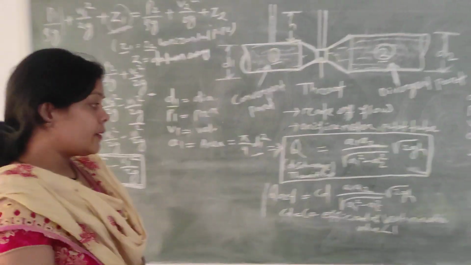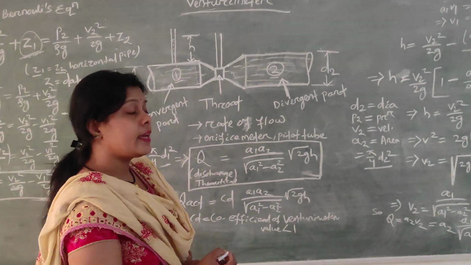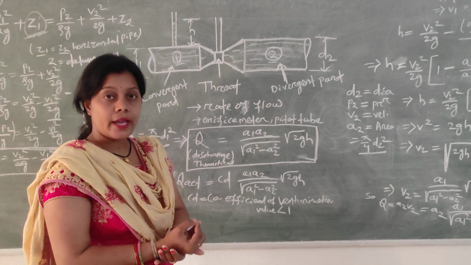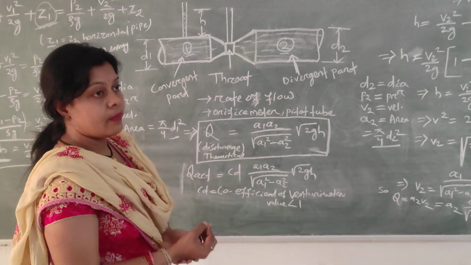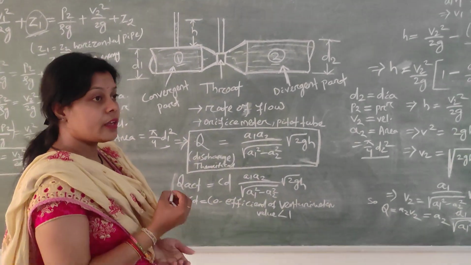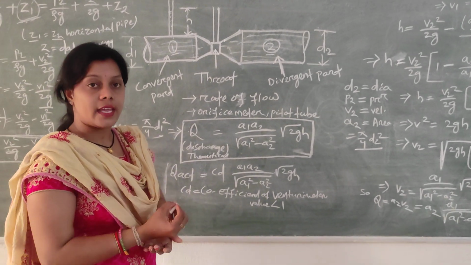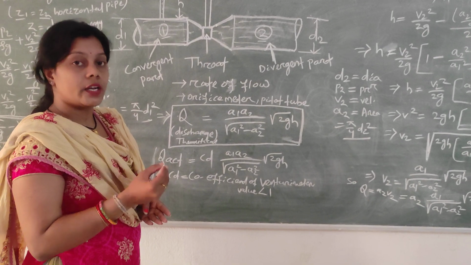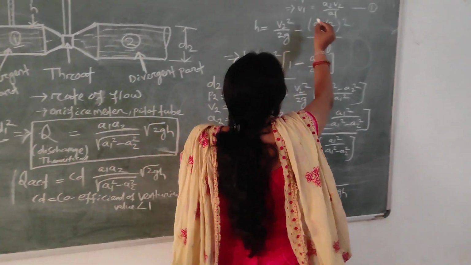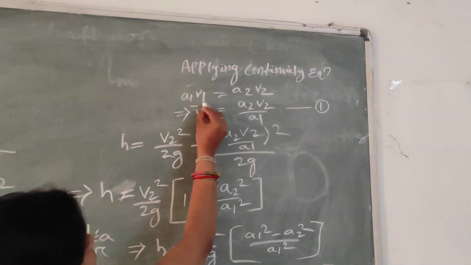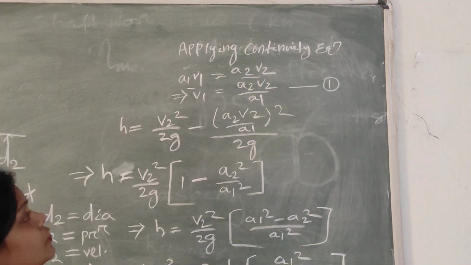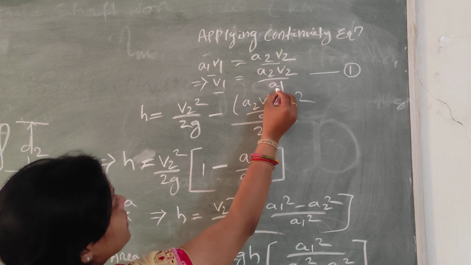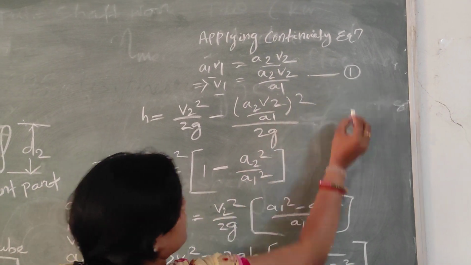Then what can we apply? After finding h, we can apply the continuity equation for finding the flow rate. The continuity equation relates the areas of both sections, that is A1 V1 equals A2 V2. From that we can find the value of V1. So V1 equals A2 V2 divided by A1. Let us make it equation number 1.